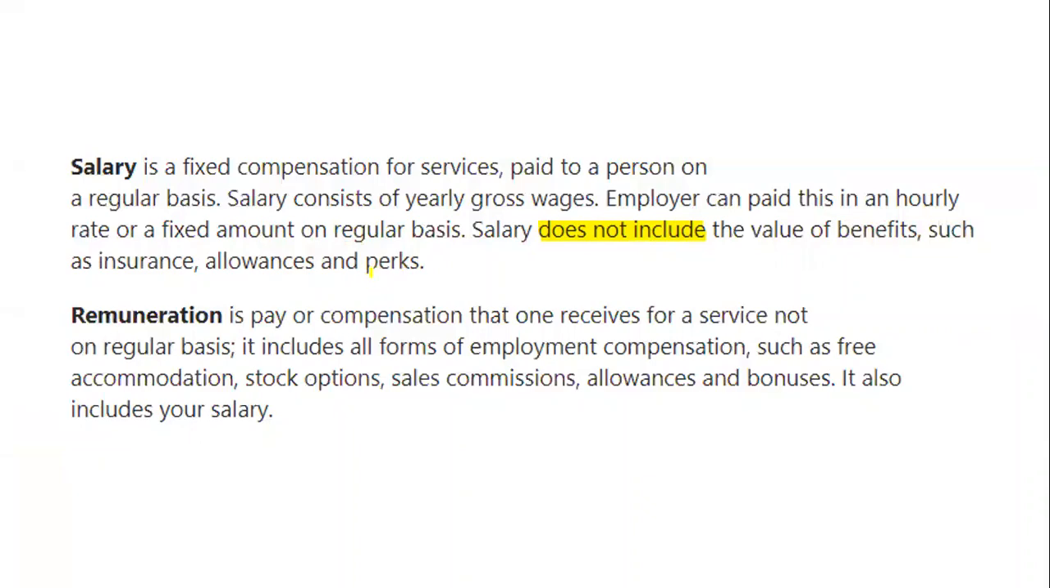Last week we were talking about this. It's like benefits, right? And remuneration is pay or compensation that one receives for a service not on a regular basis. So it's some extra job, some extra money. It includes all forms of employment compensation, such as free accommodation. These are examples of remuneration, that extra money that comes to you: free accommodation, stock options, sales commissions, allowance, and bonuses. It also includes your salary. In other words, remuneration is your salary plus those extra things.